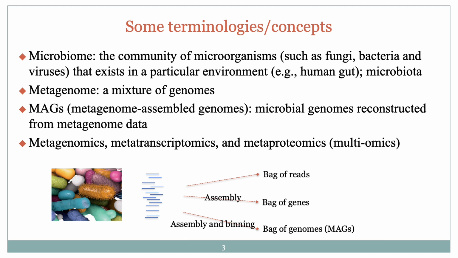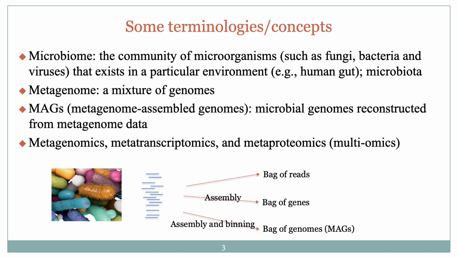One concept that's important is the MAGs, so-called metagenome assembled genomes. Unlike the traditional way of getting individual genomes of individual species, microbial organisms can be reconstructed from metagenome data. With a collection of metagenome data of the same environment, we may be able to reconstruct dozens, hundreds, and even more of those MAGs from those metagenome data.